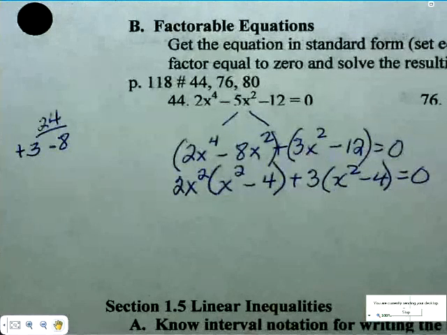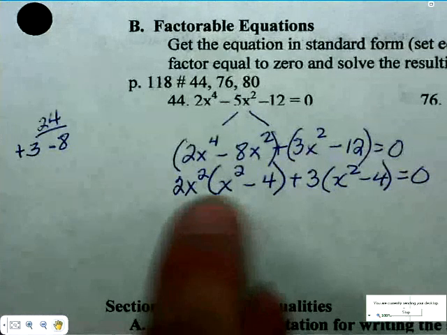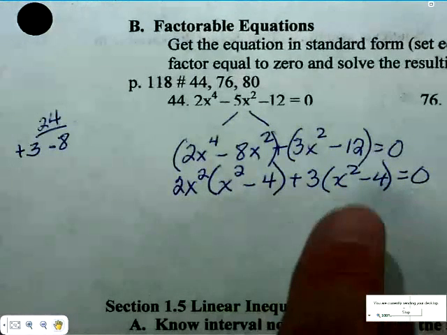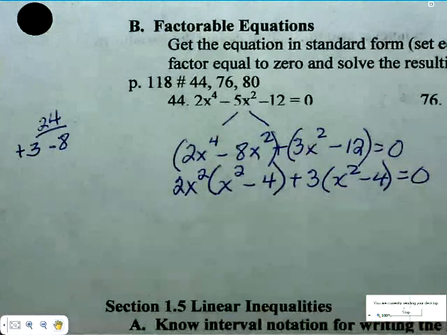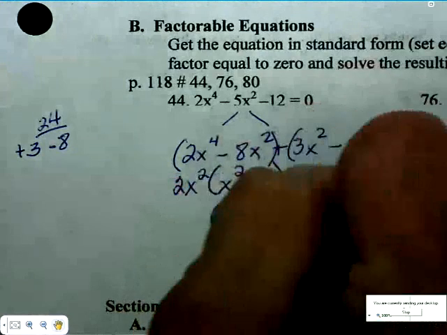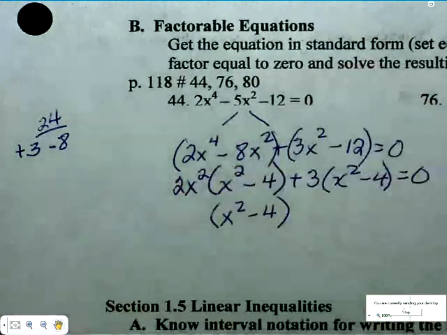Now I have a binomial. All of this that's held together by multiplication is the first term. This is the second term. What do both terms have in common? They both have an x squared minus 4. So x squared minus 4 is the GCF, and what are the leftovers?